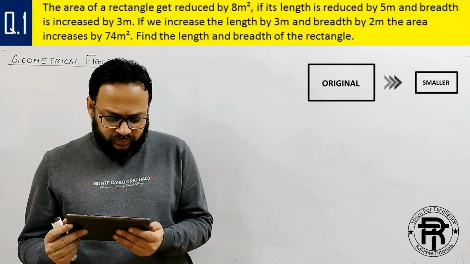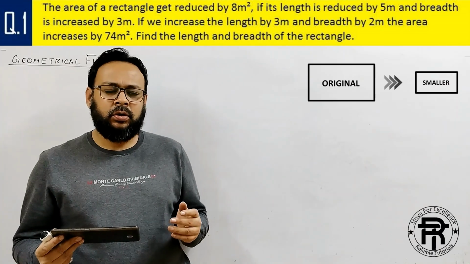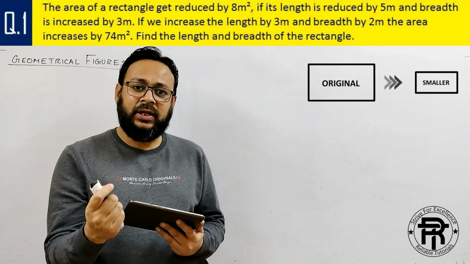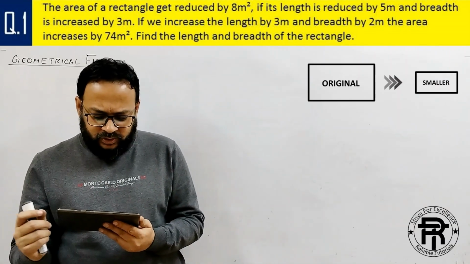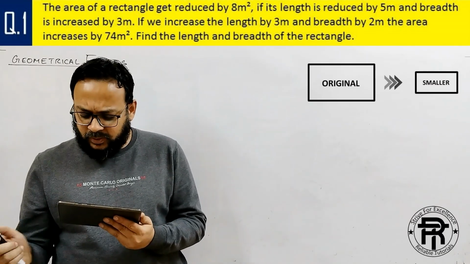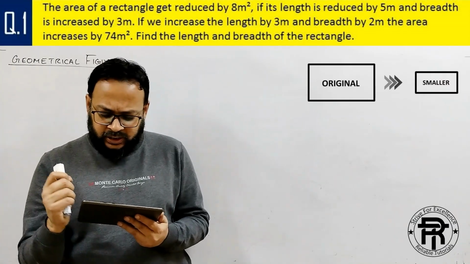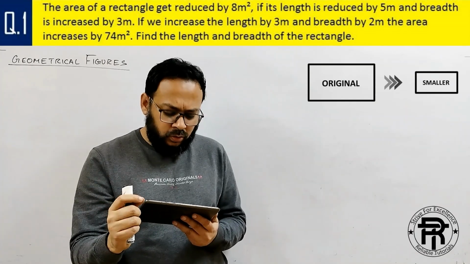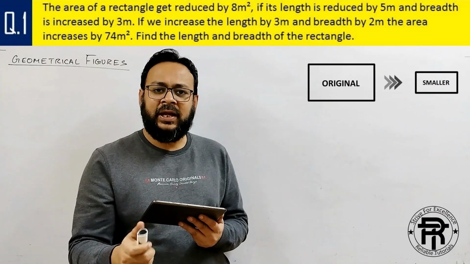Now in the first question it is given to us that the area of the rectangle gets reduced by 8 meters square. So one rectangle is there and the comparison between its length, breadth and area is given to us. The area will reduce by 8 meter square when its length is reduced by 5 meters and breadth is increased by 3 meters. क्या बोल रहा है कि अगर हम उसकी जो लेंथ है उसको 5 मीटर्स रिड्यूस कर देंगे और उसकी ब्रेथ को हम लोग 3 मीटर से इंक्रीज कर देंगे, देन एरिया विल रिड्यूस बाय 8 मीटर स्क्वायर.